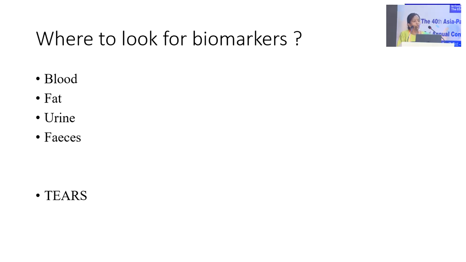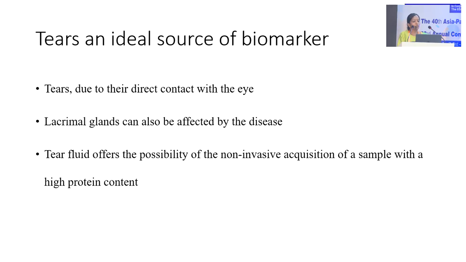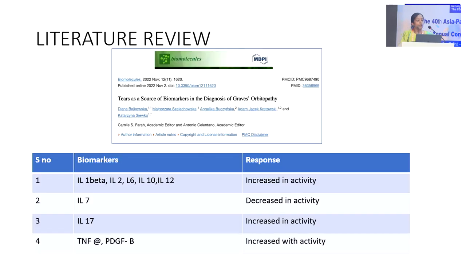So we decided to look for biomarkers that could tell us that a particular patient will have a severe or an active disease. We can look for biomarkers in blood, fat, urine, and people have worked on even feces. But I chose tears as they are non-invasive, simple, and easy to procure. I did a literature search and found a lot of interesting articles on tear biomarkers in thyroid eye disease as well.